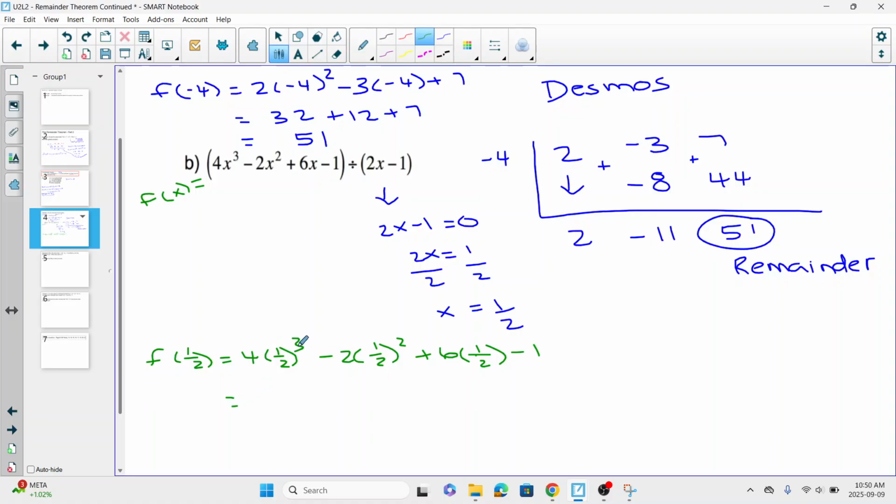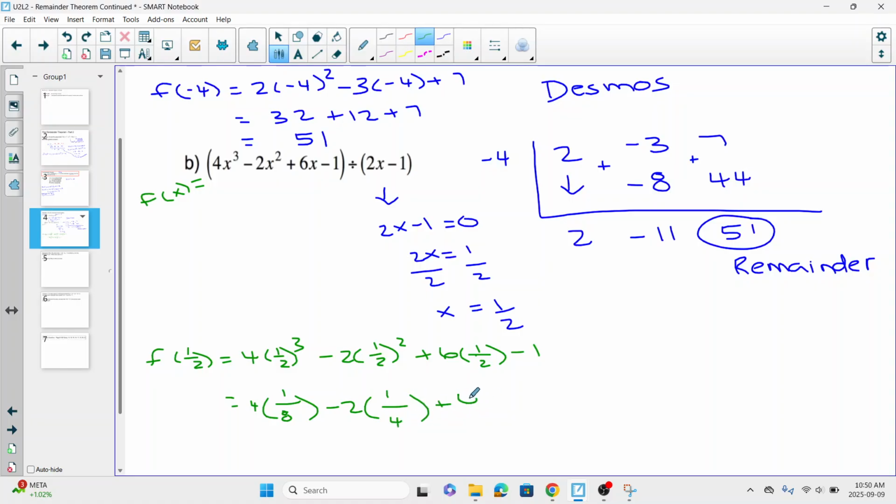When we have a power being applied to a quotient, this is really a quotient, this is 1/2, we have to apply the power to both top and bottom. So the top here becomes 1 to the power 3, which is 1 times 1 times 1, and the bottom becomes 2 to the power 3, which is 2 times 2 times 2. And then we again have to apply top and bottom. So the top becomes 1 times 1, and the bottom becomes 2 times 2.